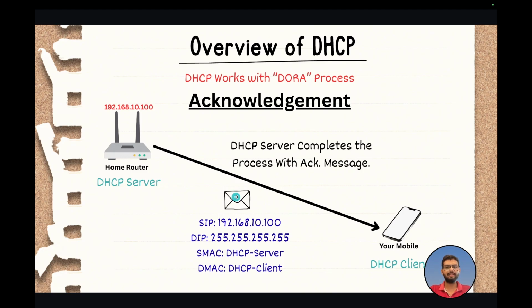We'll see what lease time is in the next slide, but consider that alongside the IP, gateway, DNS and all the other settings, there will be something called lease time. And the header of this packet will look something like this. It will also be a broadcast message. Source IP will be the home router, destination IP will be broadcast, and source MAC and destination MAC will be the server and client respectively. So that's how the acknowledgement packet header will look like.